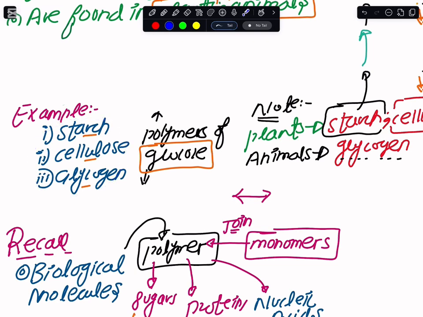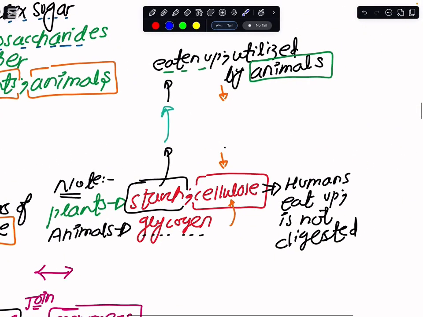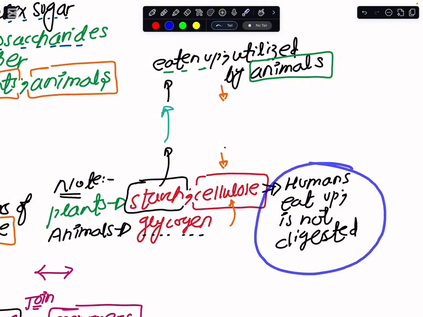The plants make starch, and we humans can eat it and digest it. We humans cannot digest the cellulose coming from the plants, but it is usually present in the roughage or fibers that we eat, so it relieves the problem of constipation. We will see in a while how glycogen is formed. As I have written in the note, the plants have starch and cellulose, animals have glycogen. Humans can eat the cellulose but it can't be digested.